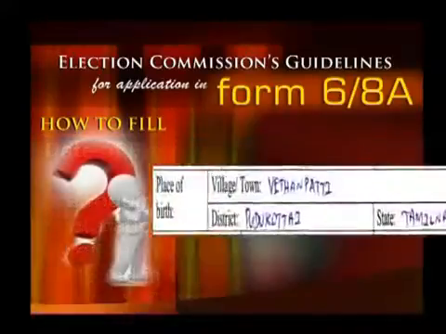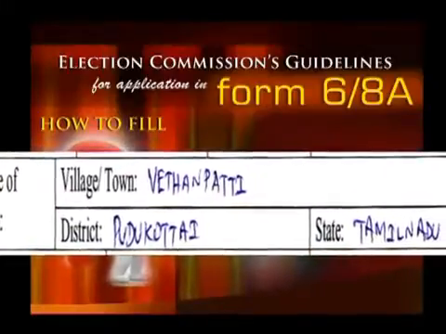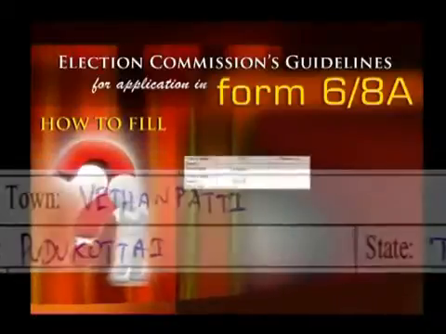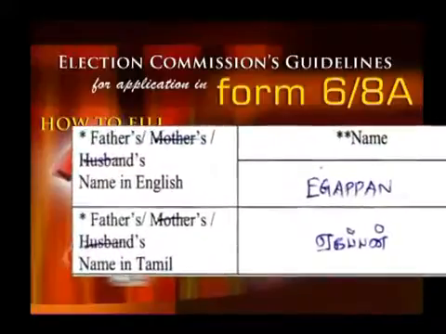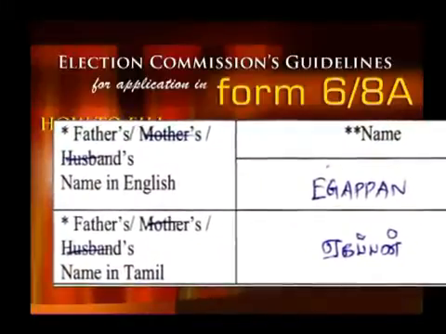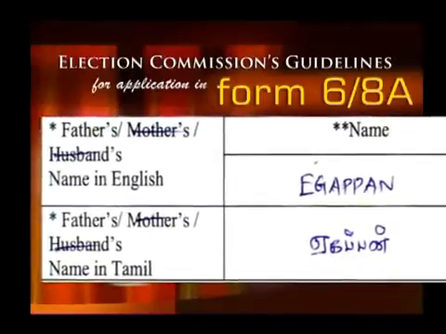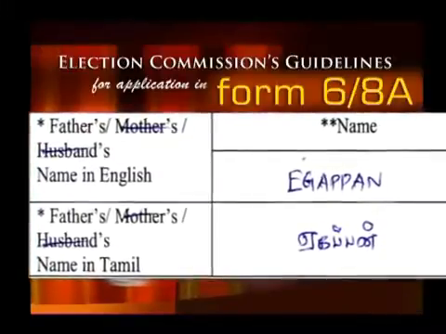Place of birth. In case born in India, please mention name of place like village, town, district, state. Relation's name. In case of unmarried female applicant, name of father or mother is to be mentioned. In case of married female applicant, name of husband is to be mentioned. Strike out the inapplicable options in the column.